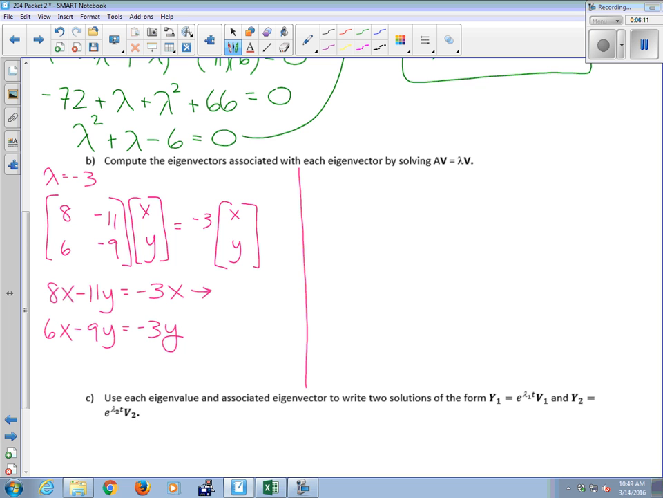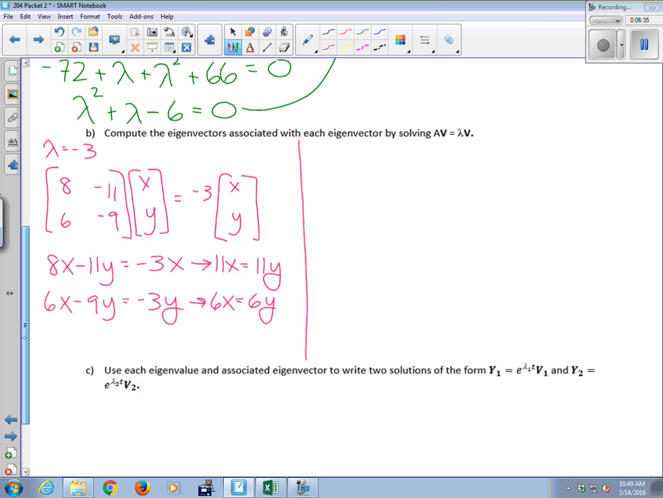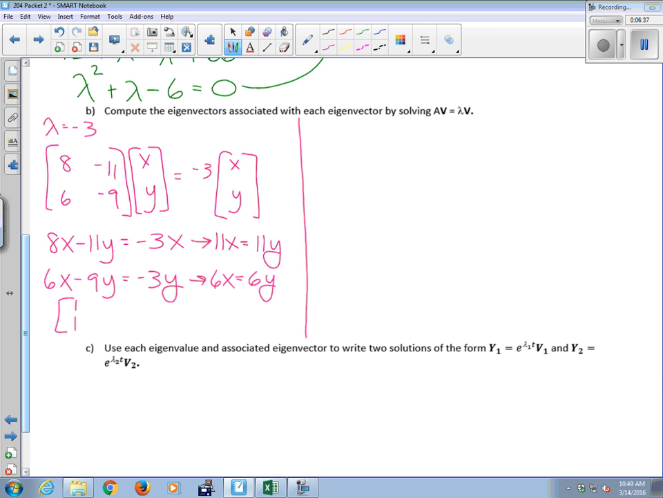So if you solve, this ends up being 11x equals 11y, right? Or x equals y. This one simplifies to 6x equals 6y. So these are equivalent equations, right? So x equals y. So any vector where x equals y is an eigenvector for this guy. So we'll use 1, 1. That will be the easiest.